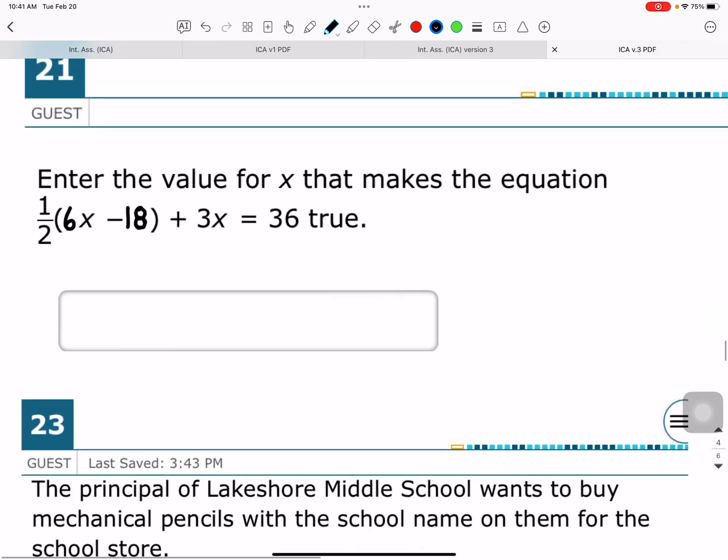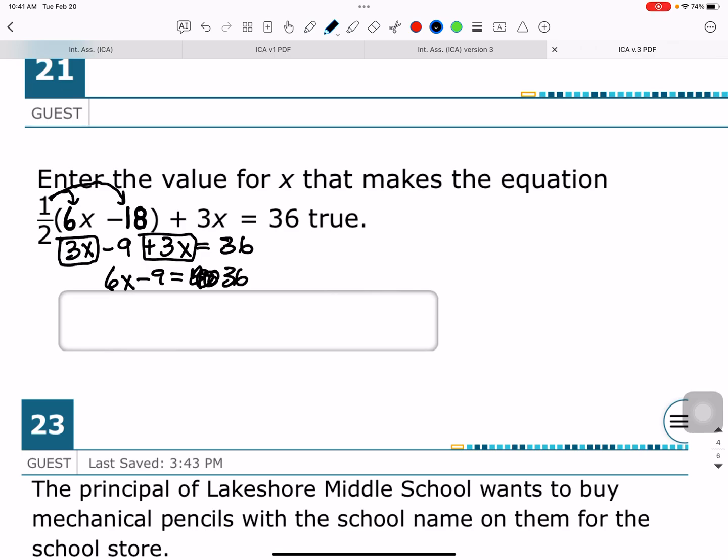21, let's see. 1/2 of 6x is 3x's. 1/2 of negative 18 is negative 9. Plus 3x's equal 36. Hopefully you didn't see 3x and 3x and think they cancel out. Positive 3x's and positive 3x's is 6x's minus 9 equals 45. Oh, sorry, equals 36. I skipped ahead of my head.